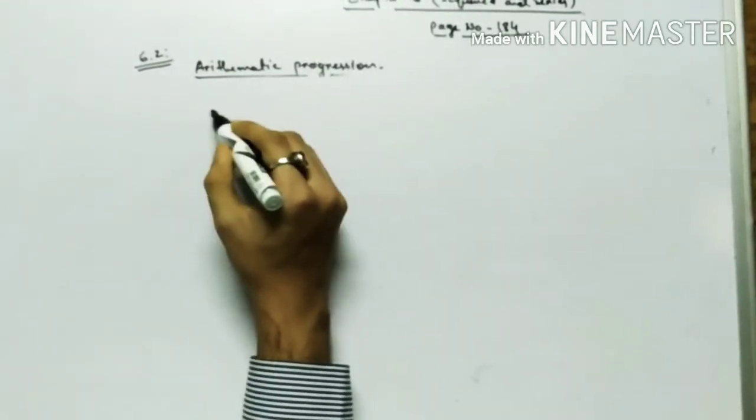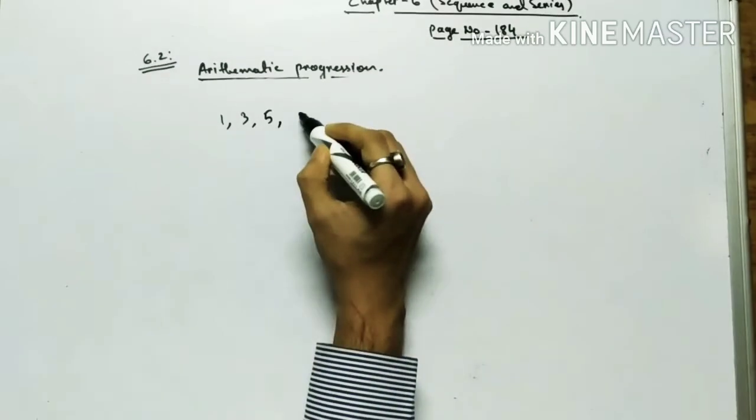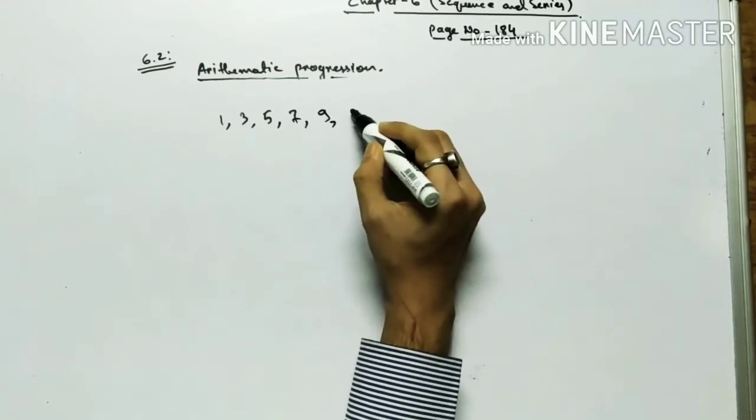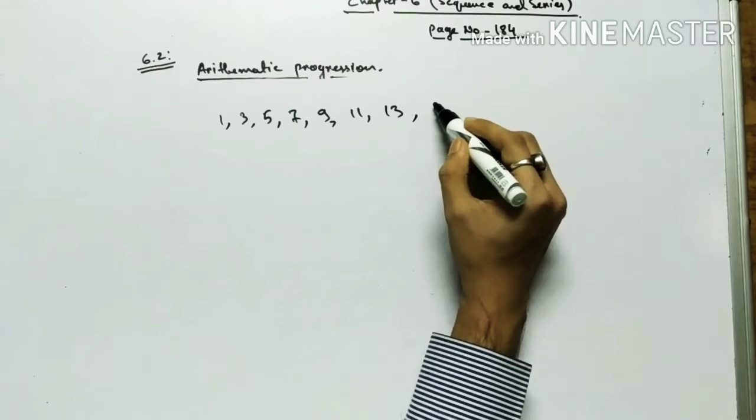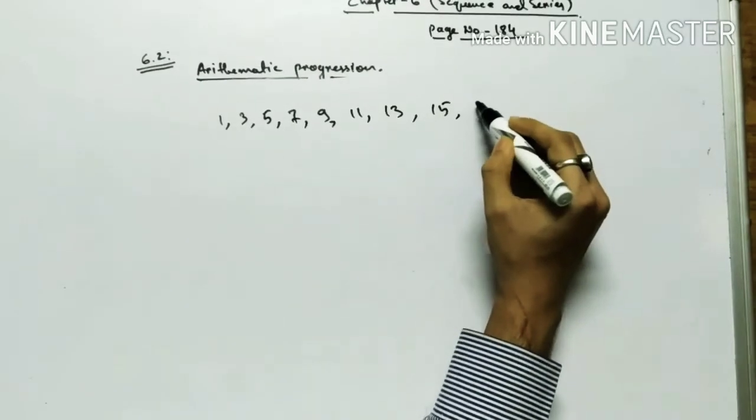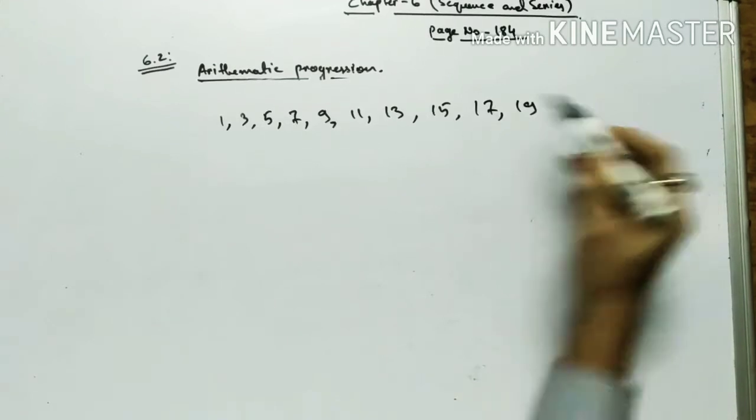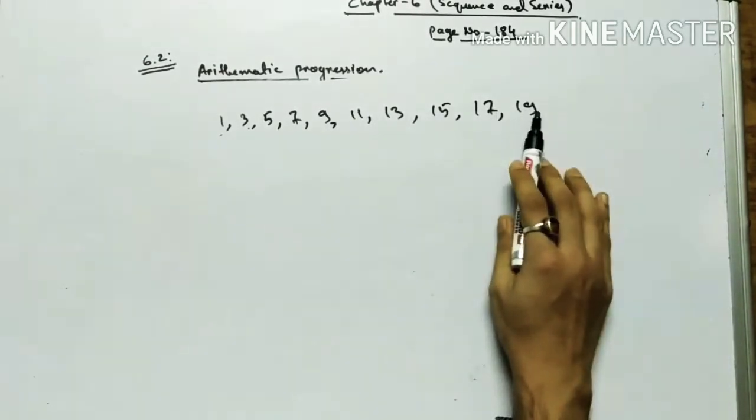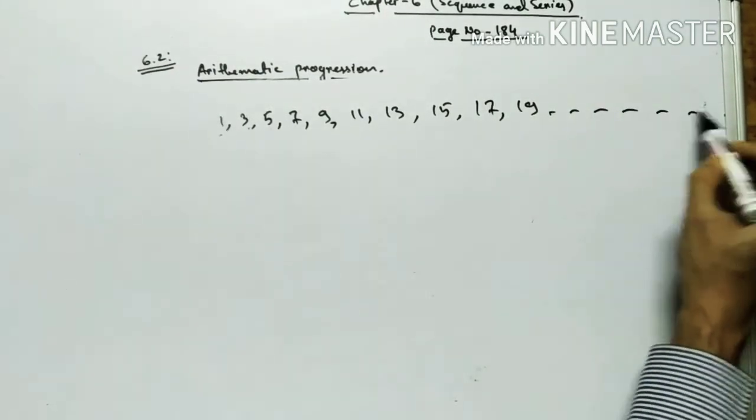it is going in this way: 1, 3, 5, 7, 9, 11, 13, 15, 17, 19. Now this one you see: first term, second term, third term, fourth, fifth, sixth, seventh, eighth, ninth, 10th. This is the 10th term. So this arithmetic progression will go like this.